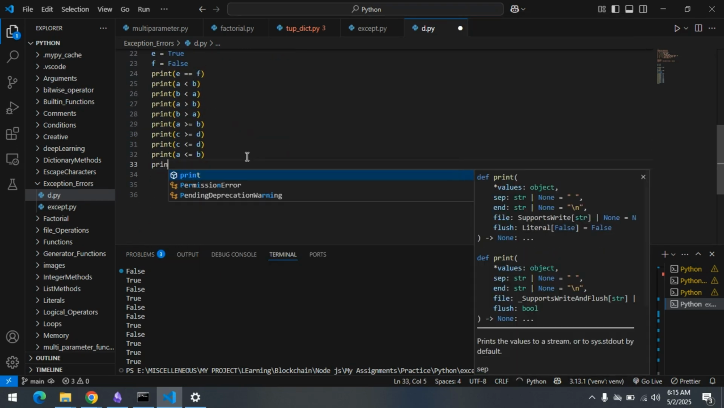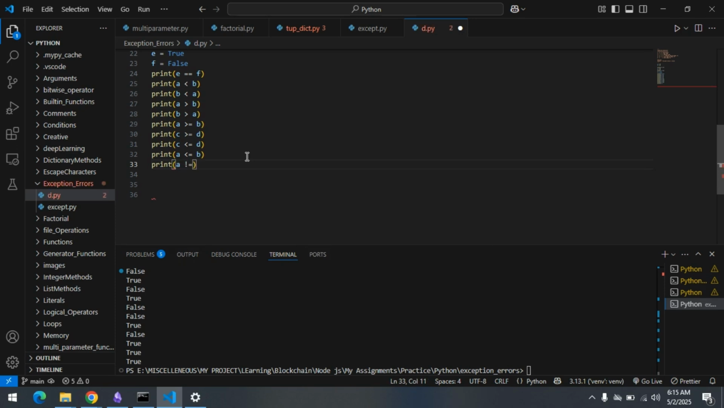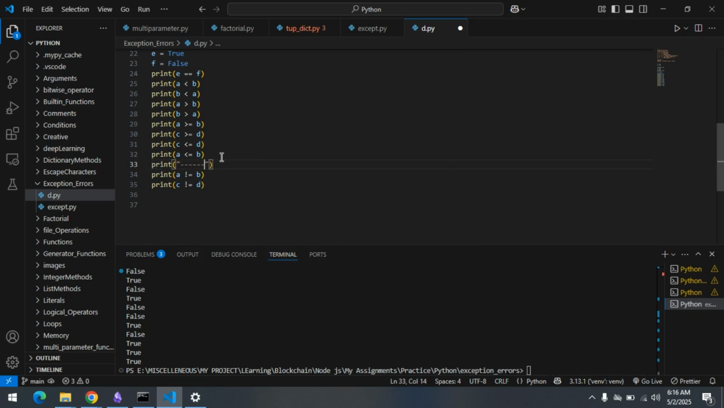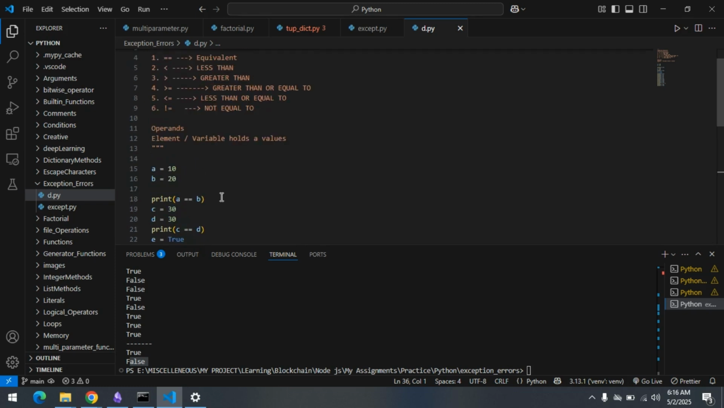Okay, so not equal to. So we know that A is not equal to B, therefore this should return true. But what if we say C is not equal to D? We know that C and D are equal, so this is supposed to be false, right? And let's just print this dash. Okay, there you go. This is true because A is not equal to B, but C is not equal to D. That is not true. It's false because they are both equal. Therefore, it returns false. And this is about it, and it's really easy.